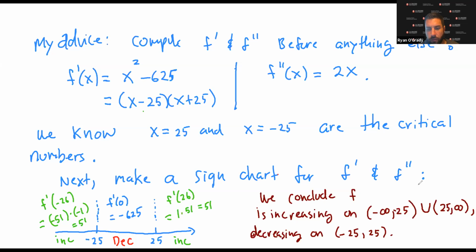So that's what that table tells us, but it also tells us, by the first derivative test, we have a relative max at negative 25 and a relative min at positive 25. Any questions or comments? Okay, so we can write that down as well.